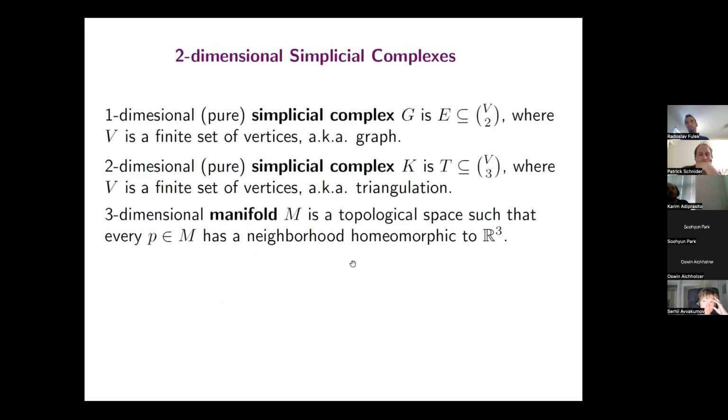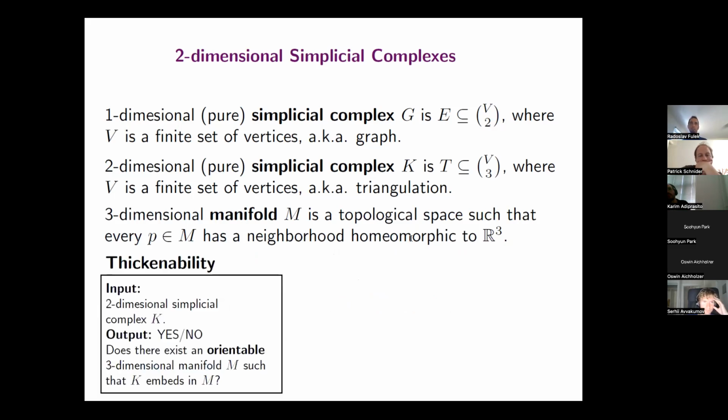Or in a more general way, in any manifold that is 3-dimensional and orientable. So here, let's say I will just restrict myself to 3-dimensional orientable manifolds. So here we have the problem of thickenability.